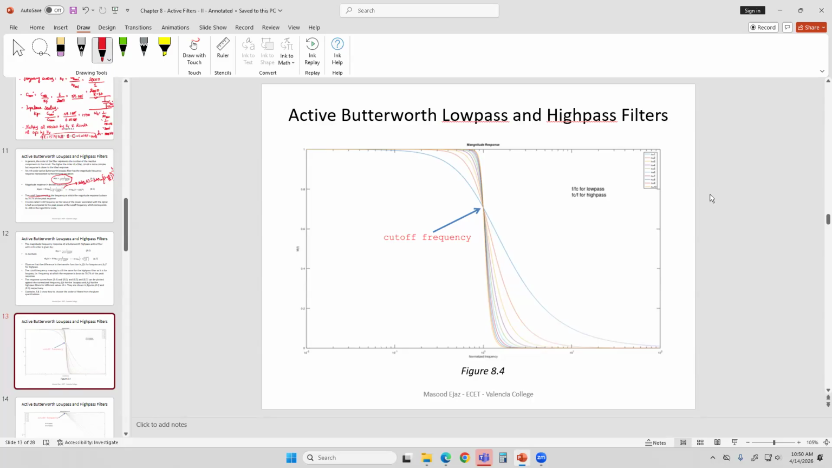Basically it's the magnitude response of 1 over 1 plus square root of x. That's the magnitude response, right? Yes, f over fc or fc over f, whatever you are saying.